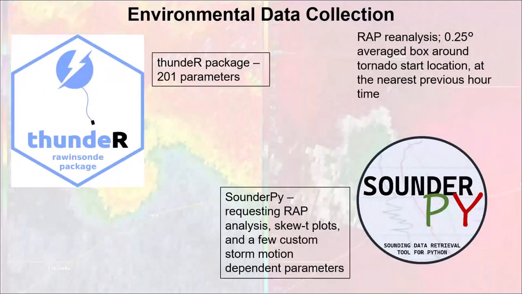Here's a little background about the environmental data collection. Every tornado at the very start location and time uses the SounderPy package to request the RAP analysis. It's a quarter-degree average box around the tornado start location, and then it rounds to the nearest past hour time. So a 1824Z tornado would be rounded to 18Z. Those vertical profiles are then sent through the Thunder package, which has 201 parameters in it. And then some of the parameters dealing with custom storm motions are found through the SounderPy internal package functions.